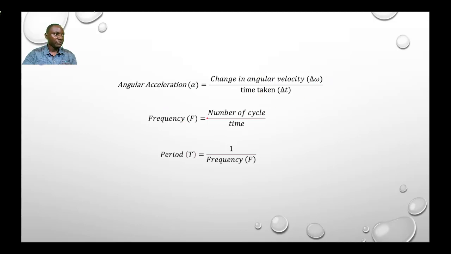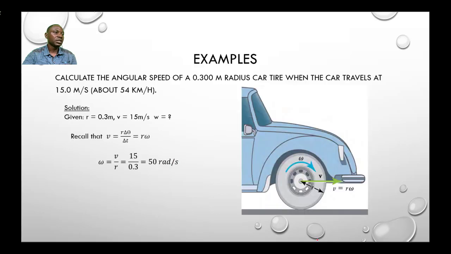Then we talk about the frequency. Frequency is the number of cycles that you are able to complete within a second. So the formula is number of cycles divided by time. Then we talk about period. Period is how long it takes to complete a revolution, to complete a cycle. So that is 1 over frequency. If you understand all these concepts very well, you'll be able to apply them in whatever questions come.